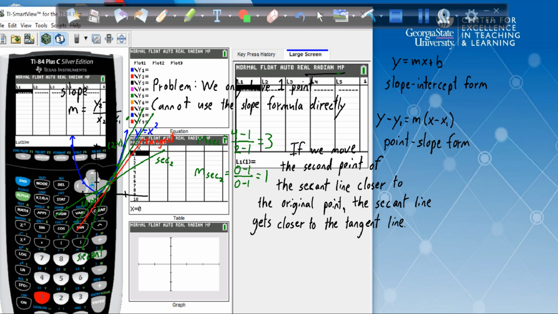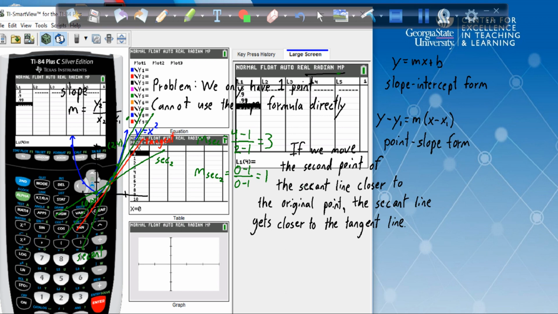I could say 0.5. That's less than 1. 0.9 is even closer. What's closer than 0.9? 0.95, 0.99. I could really get as close as I want, right? 0.99999, I could keep on going. I'm not going to do all that right here. Let's say that that's enough.